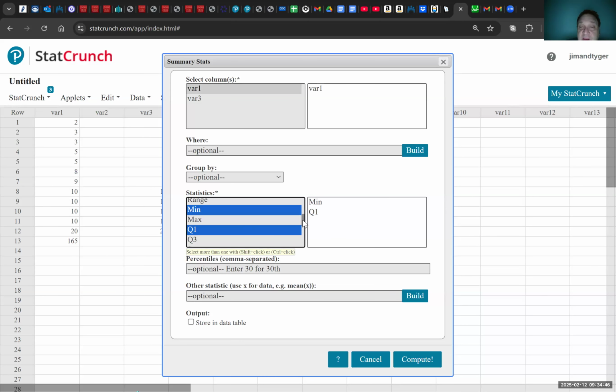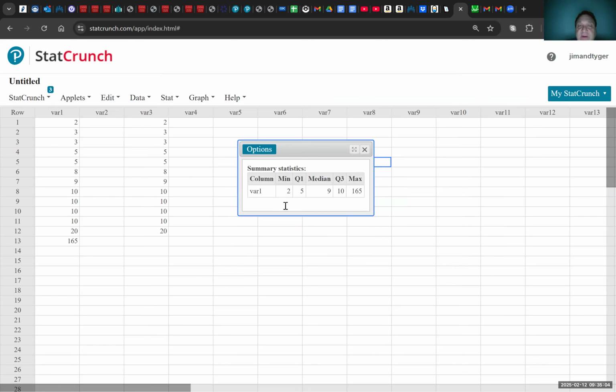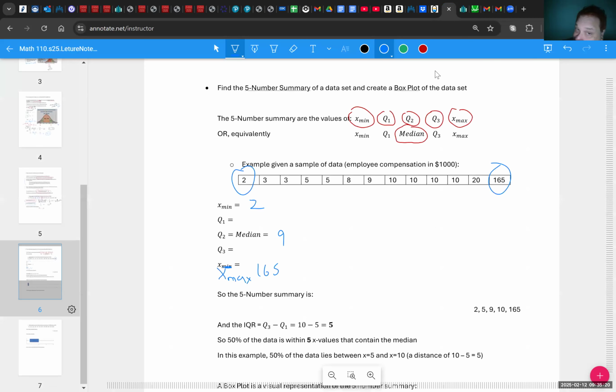So I'm going to put Q2 next. StatCrunch writes Q2 as median. So there's our Q2, our median. Then there's our Q3, and then there's our max. So 1, 2, 3, 4, 5 numbers. Min, Q1, Q2 median, Q3, max. Compute. Boom, here are the answers. So a minimum of 2, Q1 is 5, median is 9, Q3 is 10, max is 165. I think we already got the 2, 9, and 165. Q1 is 5, Q3 is 10.